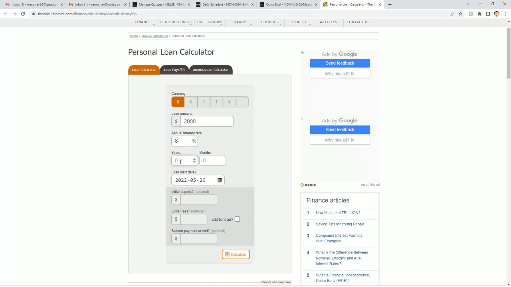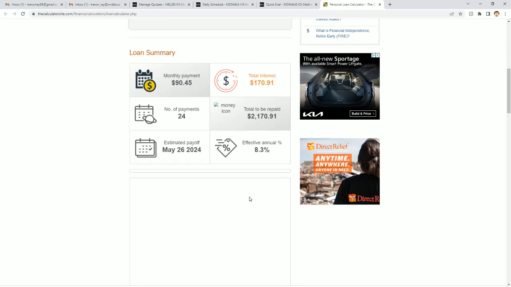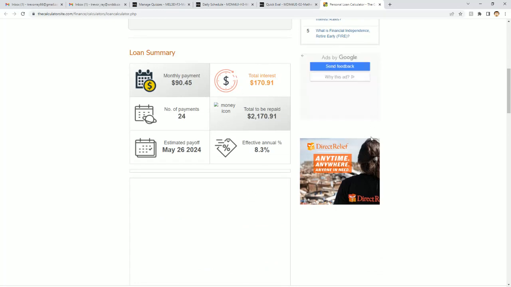We're doing it for 2 years, and we won't put any months in because we're just doing even 2 years. Ignore the loan start date because it doesn't matter. And then we're just going to click calculate down here at the bottom. When we do that, it's going to bring up a bunch of information, including a whole bunch of ads. Let me just get rid of some of those if I can. And it tells me that my monthly payment is $90.45. So when we predicted that it was going to be a little bit over 83, that sounds about right.